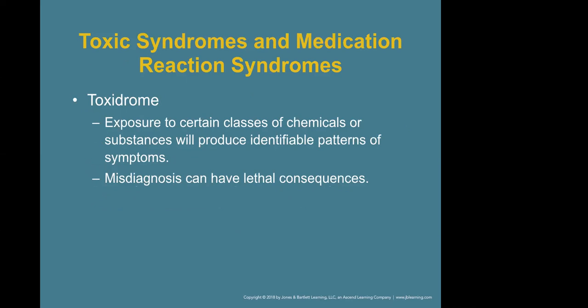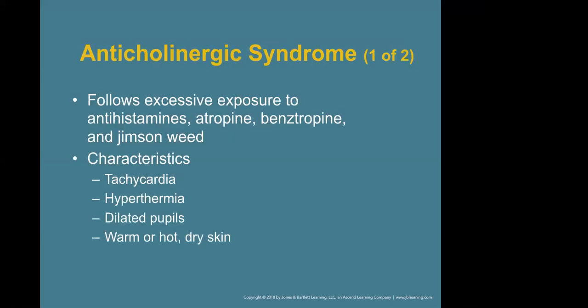And so we're going to talk about toxidromes. Toxidromes are regular patterns of symptoms for known drug exposures. So we'll start with anticholinergic syndrome. That's going to follow exposures to antihistamines, atropine, benztropine, and jimsonweed, which is, well, a recreational substance.